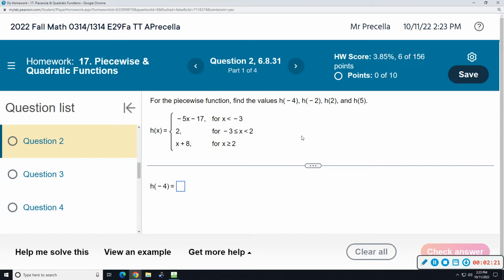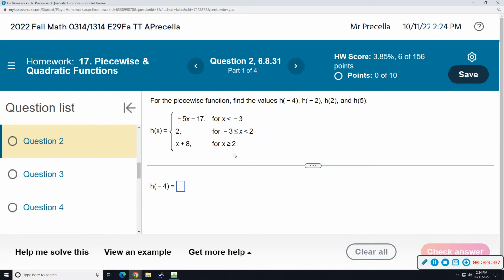Now, I'm just writing it down. h of x equals 2 for x's between negative 3 and 2. When you see 2 less thans or 2 greater thans in the same statement, the fastest way to read that, negative 3 less than or equal to x less than 2, is just to read it as between. h of x equals 2 for x's between negative 3 and positive 2, including negative 3, but not including 2.